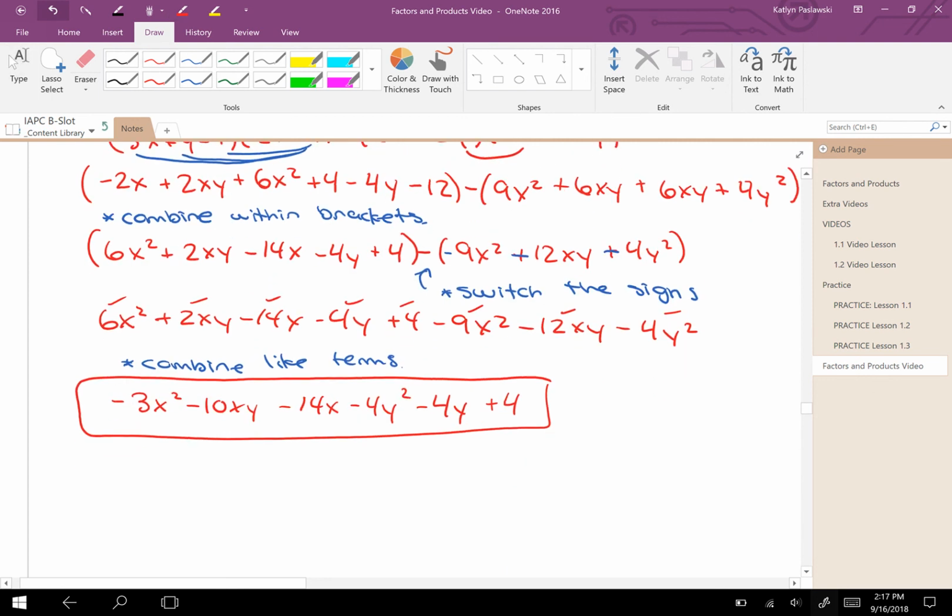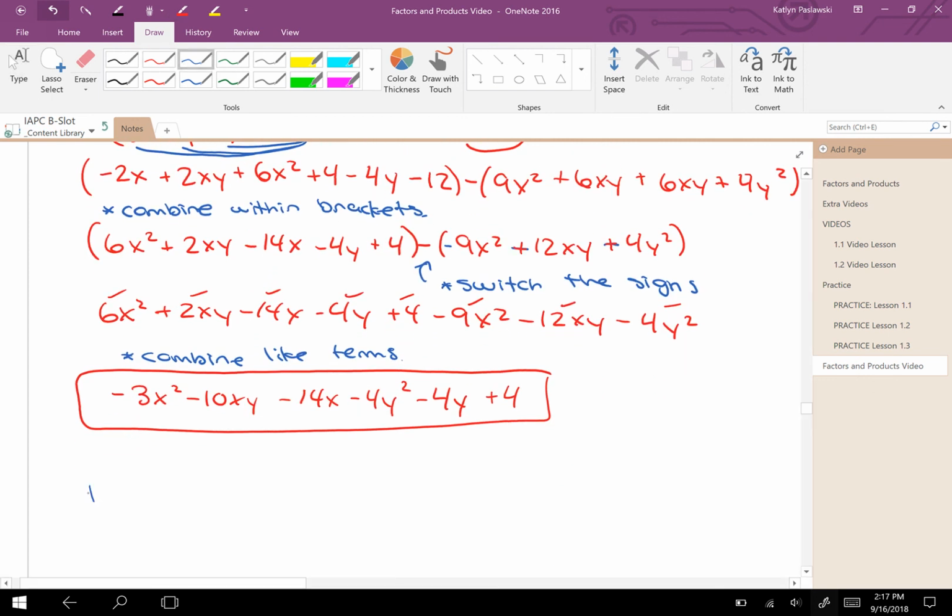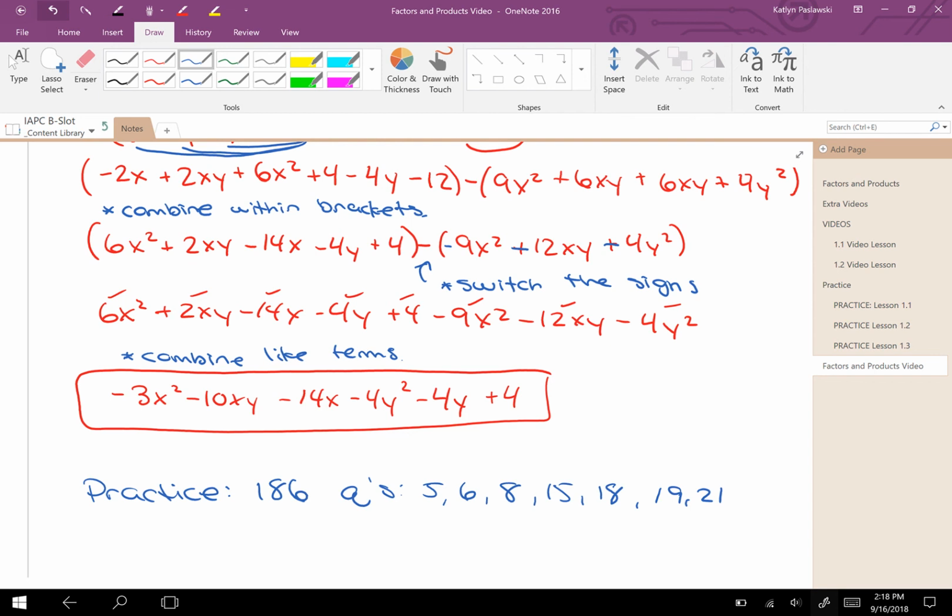The practice questions that go along with this one here are on page 186. Questions 5, 6, 8, 15, 18, 19, 21, along with the next page in your unit booklet to prepare practicing multiplying polynomials before we get into factoring, which will start in the next lesson.